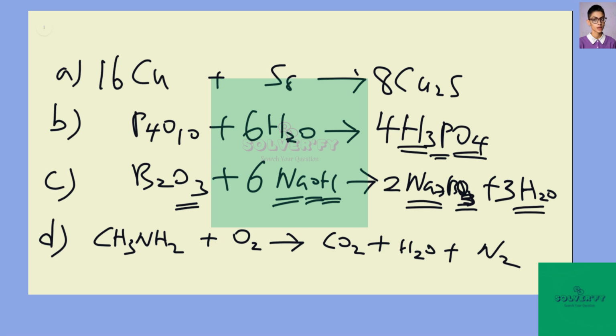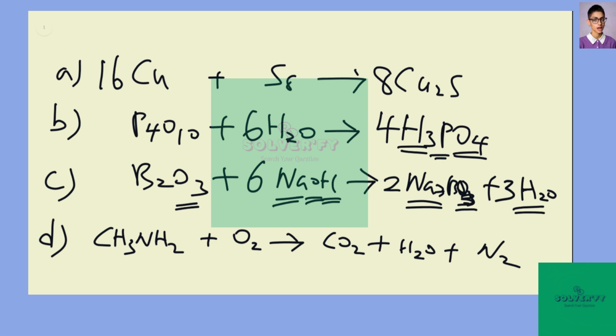So for oxygen, on the left we will have 9. We have 3 from the B2O3, and then 6 from the sodium hydroxide, and then on the right we have 9 as well. So this is also balanced.